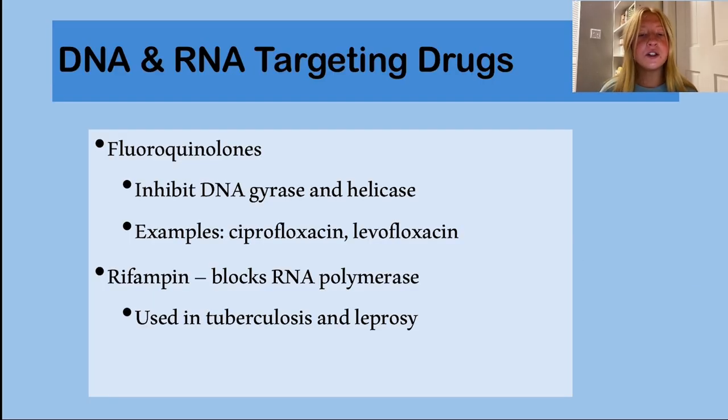And then there are also drugs that target DNA and RNA. Fluoroquinolones stop DNA replication by basically locking up the enzymes and freezing them, and this stops the copying process. Rifampin targets RNA synthesis and is super effective against Mycobacterium species. These are powerful drugs, but they do come with side effects and resistance, so they're used very carefully.